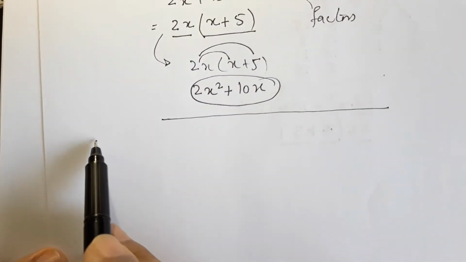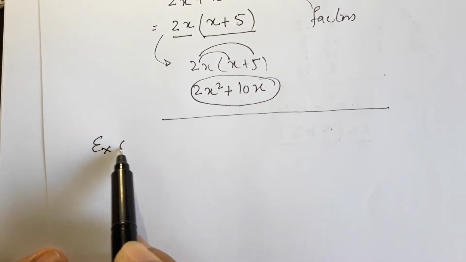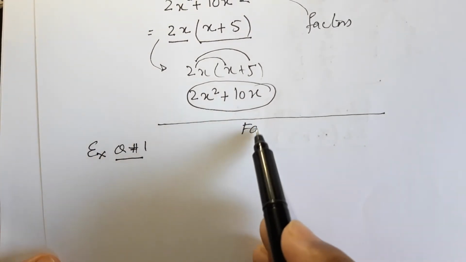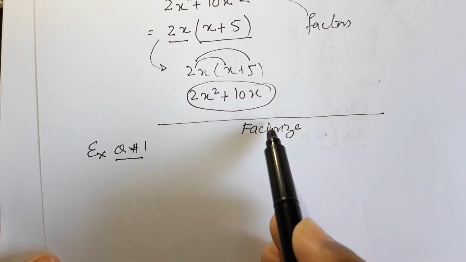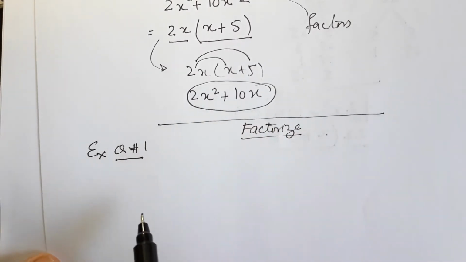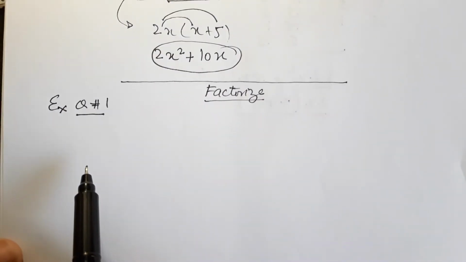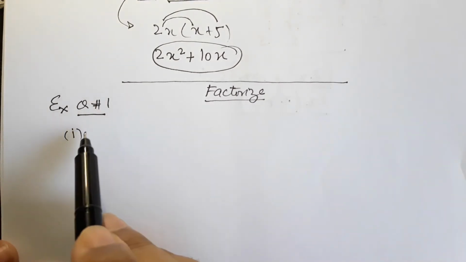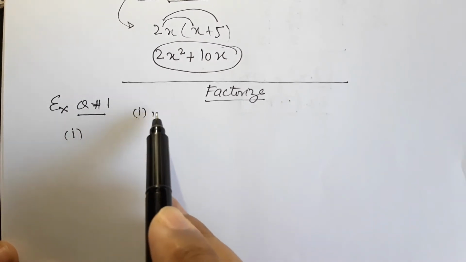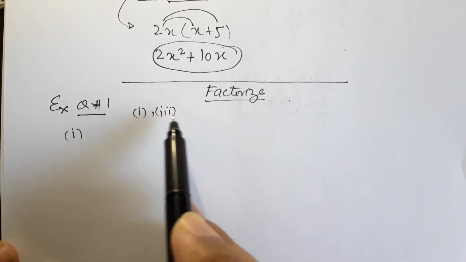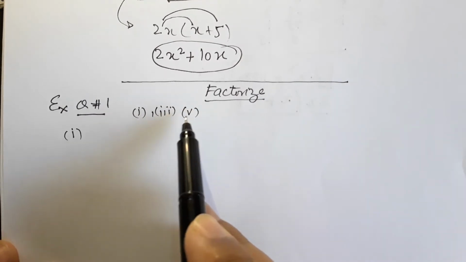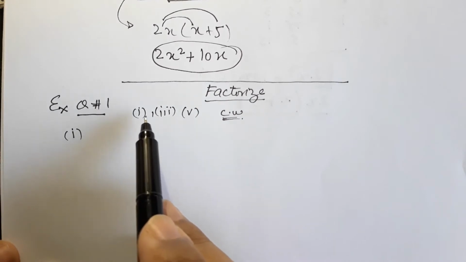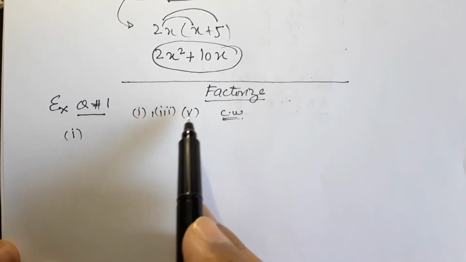Question number 1. In the whole exercise we have to factorize the given algebraic expressions. In question number 1 we will solve the first part, third part and fifth part in classwork, and the remaining parts, 2, 4 and 6, will be your homework.